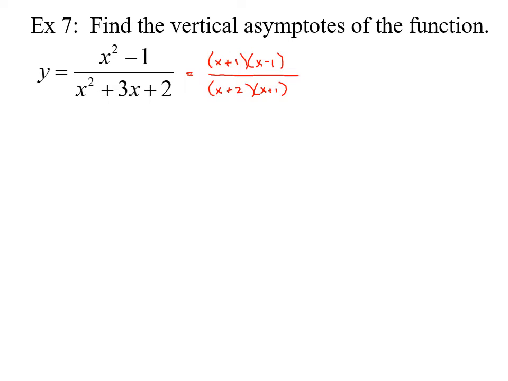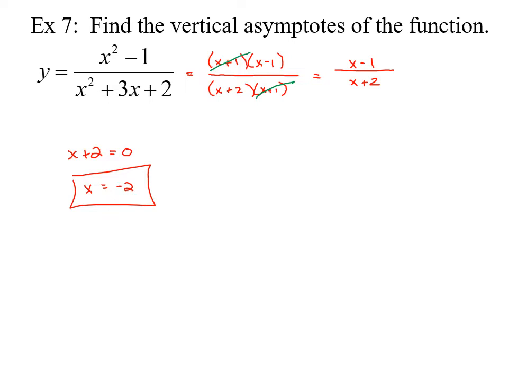What's different about this one, as you can see, is that this x plus 1 divided by this x plus 1 does cancel, and you're left with an x minus 1 over an x plus 2. To find the vertical asymptote of this, just take the new denominator, which is x plus 2, and set that equal to 0. If you subtract 2 from both sides, you get x equals negative 2. And that is the only vertical asymptote of this function.